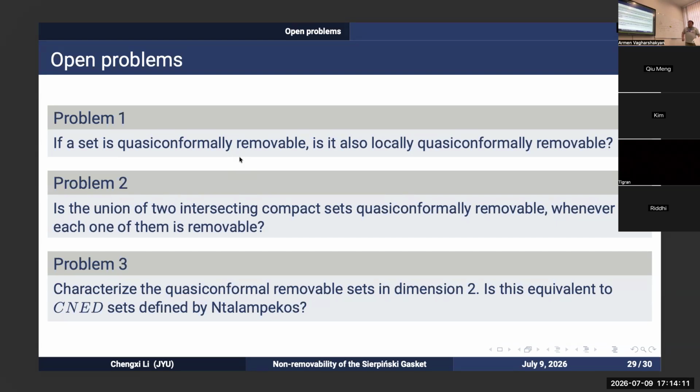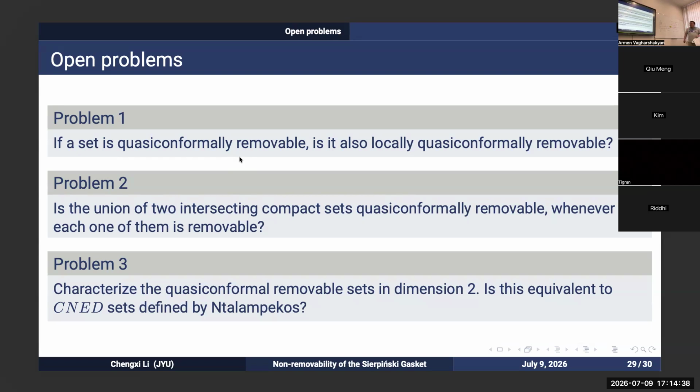And I think this should be the easiest problem of these three. And the second one is: if the union of two intersecting compact sets is quasi-conformally removable whenever each of them is removable. The union of two looks very easy, but actually I think this is also a difficult problem.